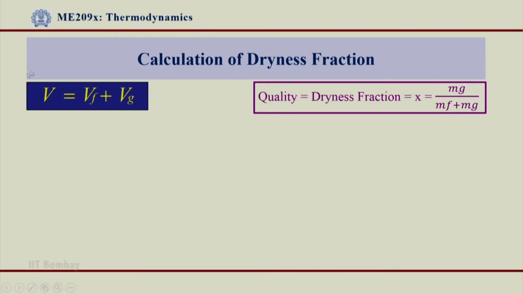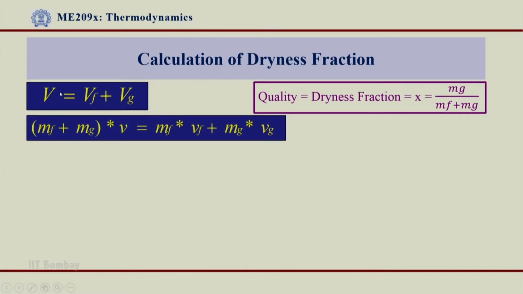So, the volume of this two-phase mixture is equal to the volume of saturated liquid plus the volume of saturated vapor, alright. So, Vf and Vg, and the saturated liquid and saturated vapor will have their own properties which are given in the steam table. So, I can now compute these Vf and Vg and then derive an expression to calculate the value of x.